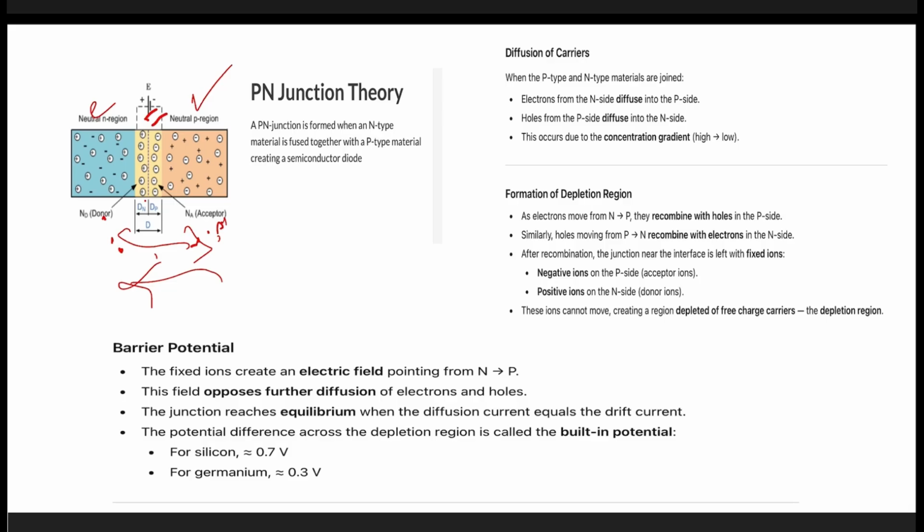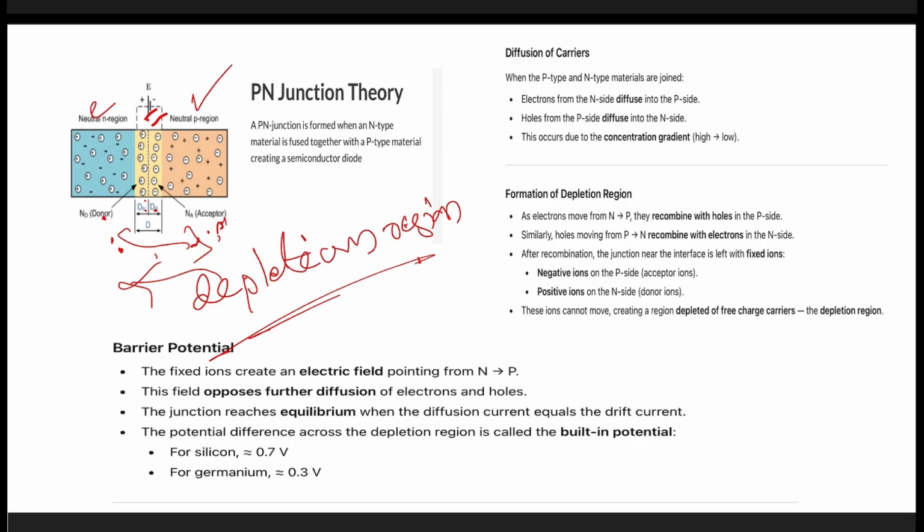The negative ions will be in the P region and the positive ions will be near the N region. These ions cannot move, creating a region which is depleted of free charge carriers. This region is known as the depletion region. It is depleted of charge carriers, and that's the reason why it is known as the depletion region.